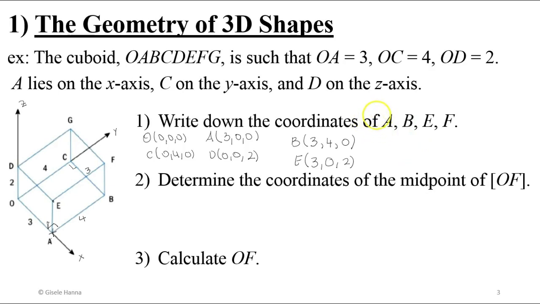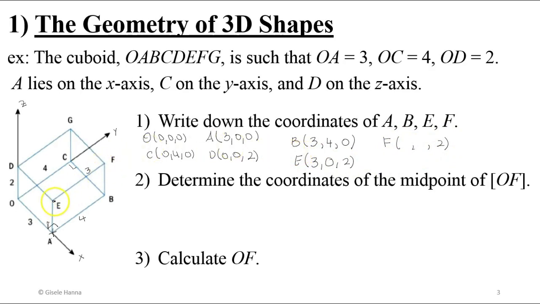Now as for point F, over here, we have that F has the same height as D, right? This being a cuboid, all sides are rectangles. So F has the same height as D, therefore F has an elevation of 2.